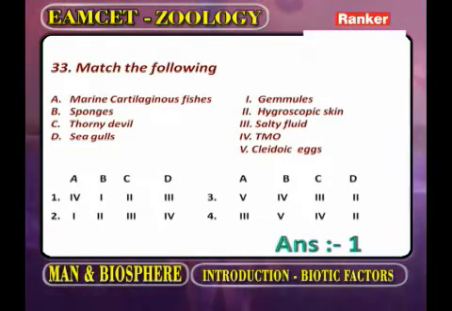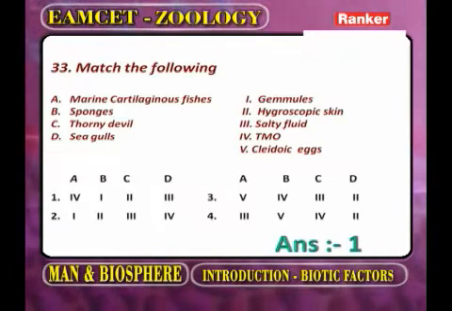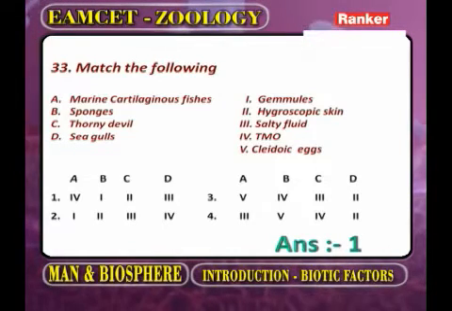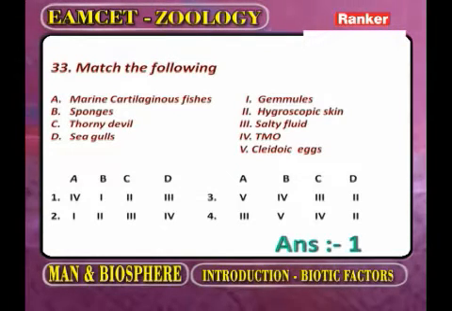Now, list one: marine cartilage fishes, sponges, thorny devil and seagulls. Now, list two: gemmules, hygroscopic skin, salty fluid and TMO and cladoic eggs, where we have to discuss these points with reference to water.